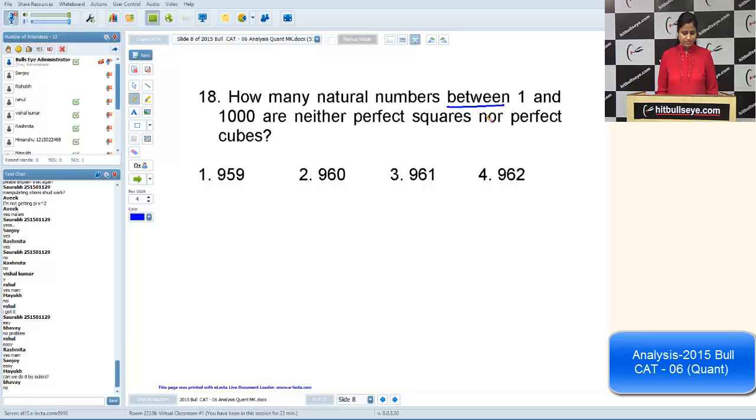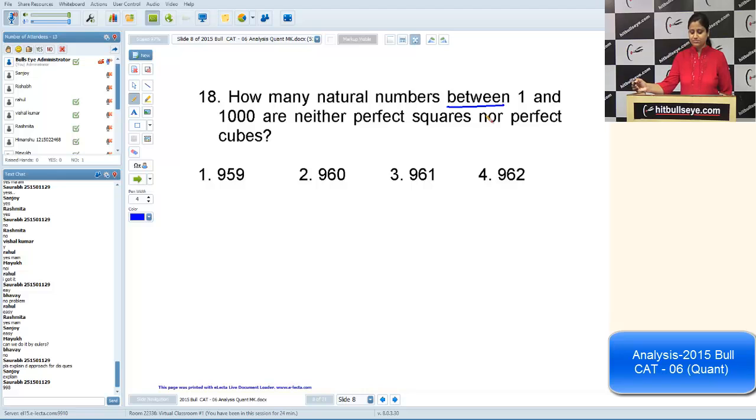Yeah, any problem in question number 18? Please write and explain in the chat box. Saurabh, okay. How many natural numbers between 1 and 1000? Whenever we are saying between 1 and 1000, it means 1 and 1000 are not included. If it was from 1 to 1000, then we'd take 1 and 1000. Now, how many natural numbers between 1 and 1000 are neither perfect squares nor perfect cubes?